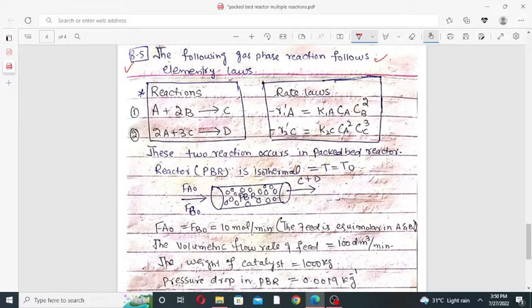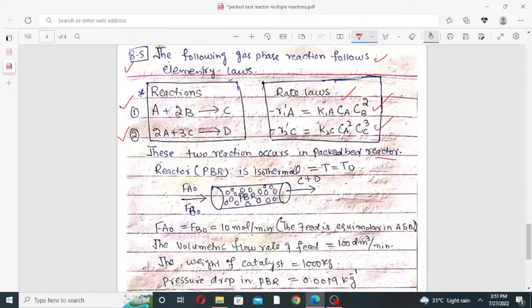So there are two reactions, reaction number 1 and reaction number 2. In reaction number 1, A plus 2B gives us C, and in reaction number 2, 2A plus 3C gives us product D. The rate law for reaction number 1 is this one: minus r1A prime is equal to k1A times CA times CB squared. Similarly, the rate law for reaction number 2 is this one.